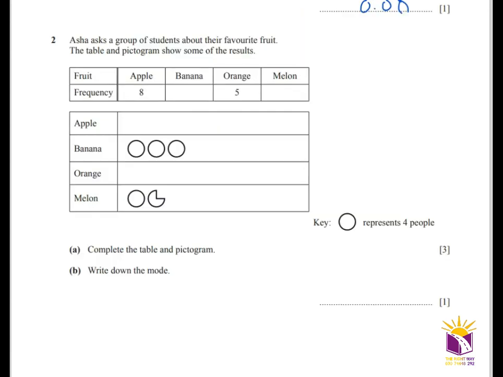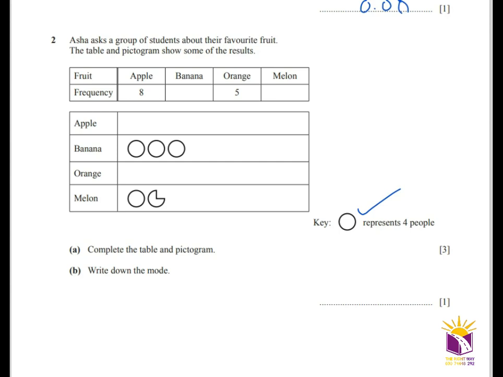Question number 2. Asha asked a group of students about their favorite fruit. The table and pictogram show some of the results. In the table you are given the apple and orange frequency, while in the pictogram you are given the banana and the melon frequency. And the key says that one complete circle is equal to 4 people. So complete the table and the pictogram.